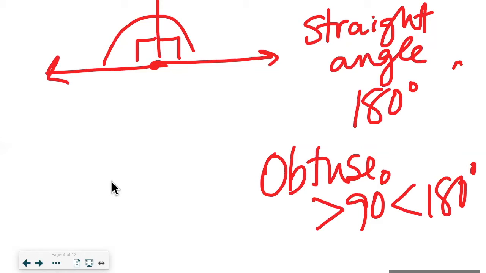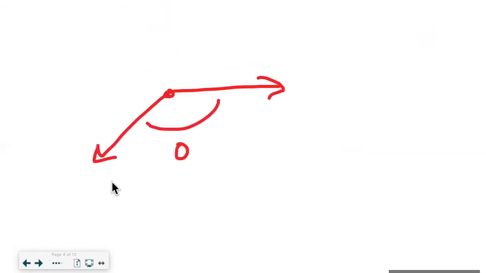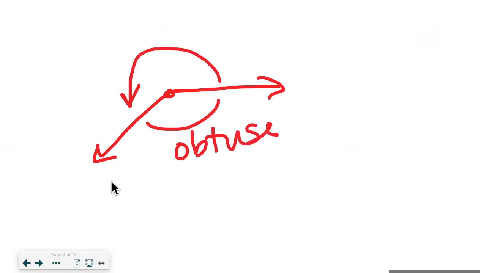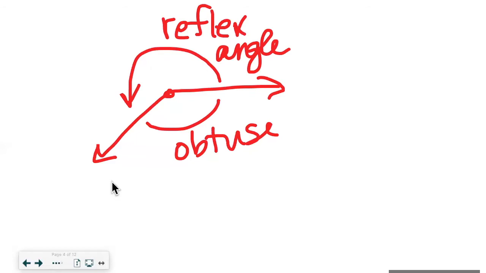Now, can we have an angle greater than 180 degrees? Yeah, we can. So let's say this was your ray, and it looked like this. Now, this is an obtuse angle. But this part is going to be greater than 180 degrees. This is called a reflex angle. And reflex angles are greater than 180 degrees.